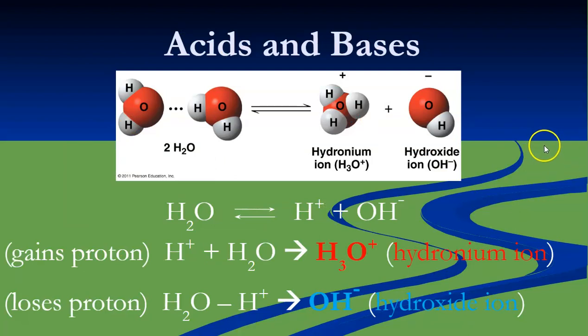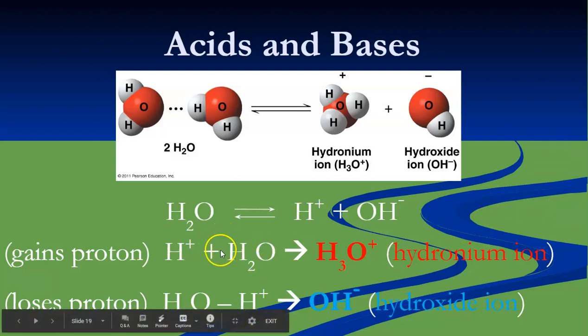Another property that has to do roughly with water has to do with acids and bases. So acids are ones that have hydronium ions, meaning they gain protons. So a water molecule takes on an extra proton and it becomes acidic. Whereas if a water molecule loses a proton, it becomes basic, or a hydroxide ion.